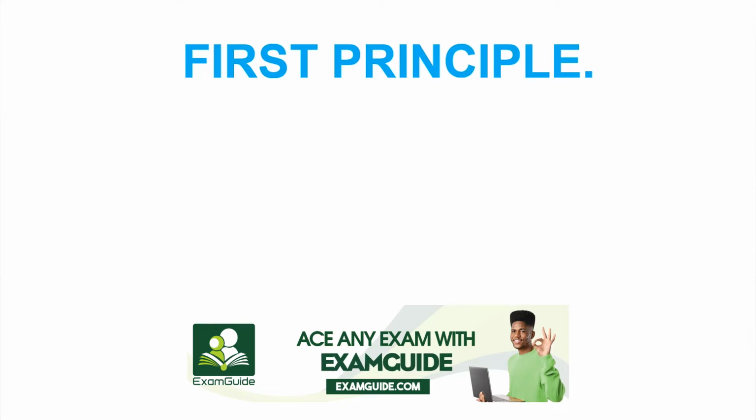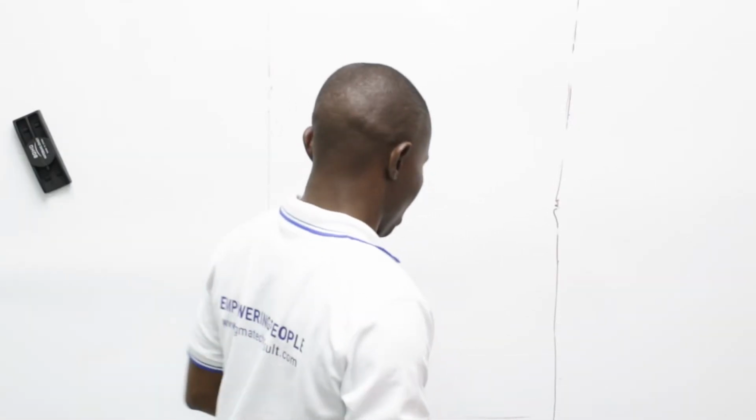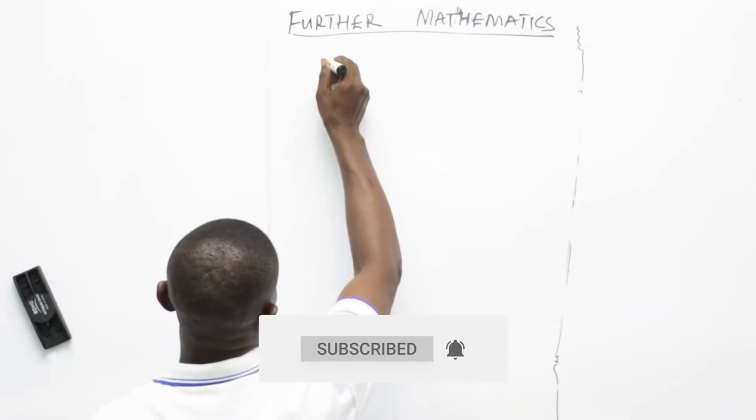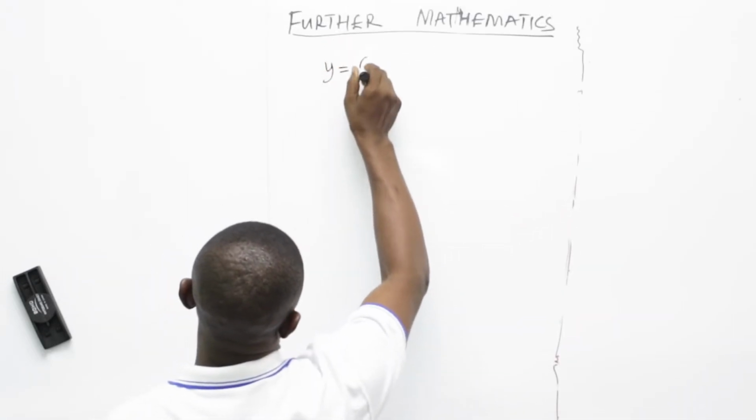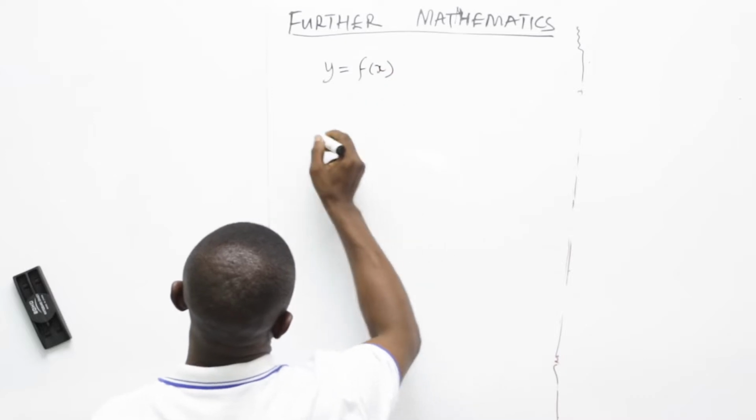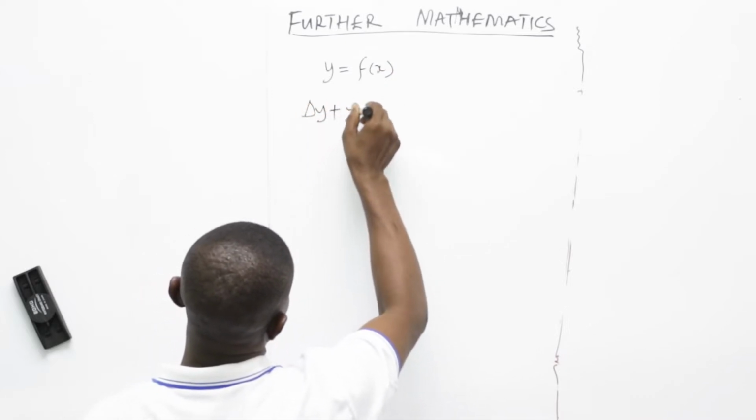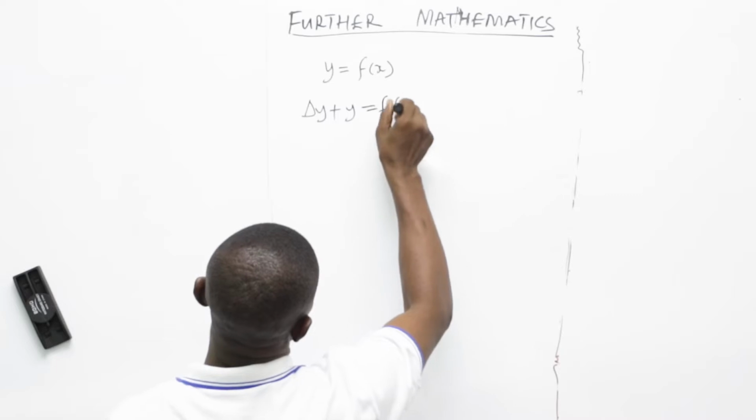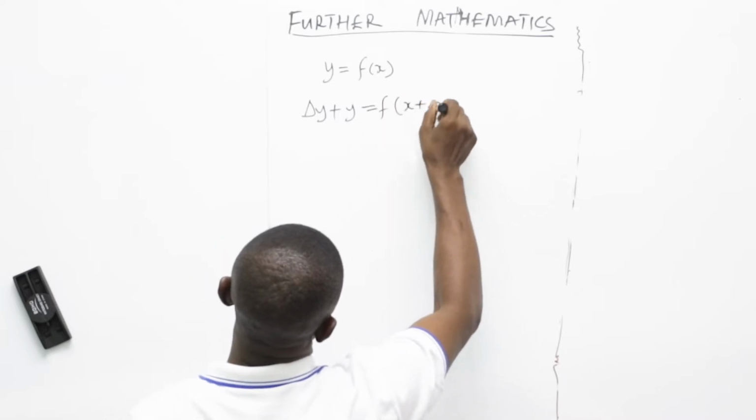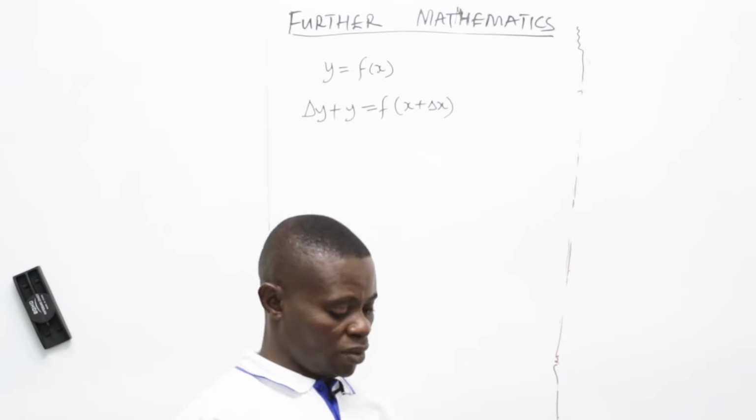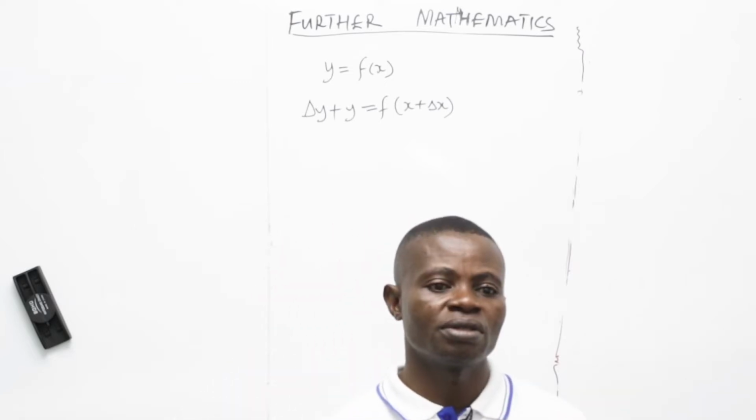The first principle. We already know that in first principle, if y is a function, that is f of x, then y plus change in y equals f of x plus change in x. That is the general formula. Now let us take a question.